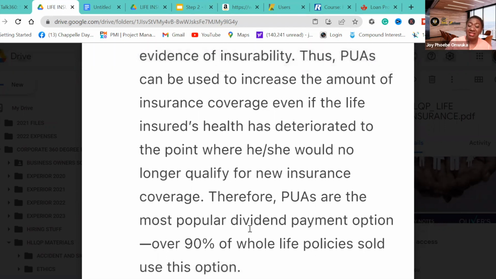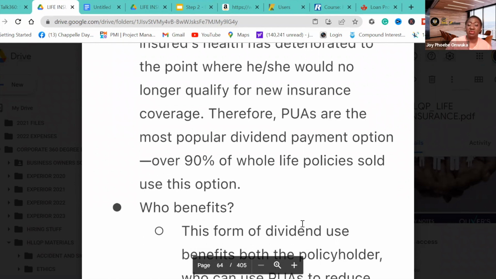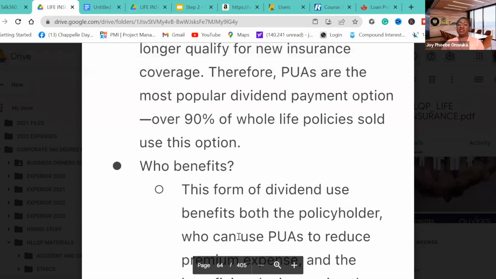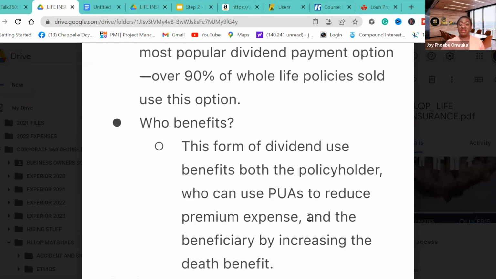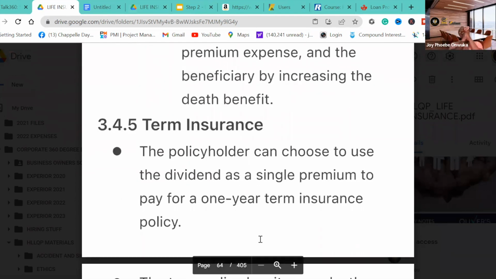Therefore, paid up addition is the most popular dividend payment option. Over 90% of whole life policies sold use this option. And talking about winning, who is the winner here? Well, this form of dividend use benefits both the policyholder, who can use paid up addition to reduce their premium expenses, and the beneficiary, by increasing their death benefit. All right, that is amazing, isn't it? Remember, paid up addition is everything that we have explained so far.